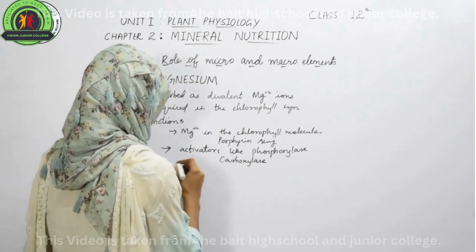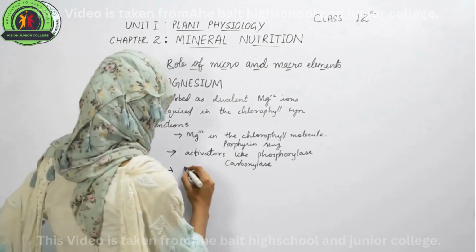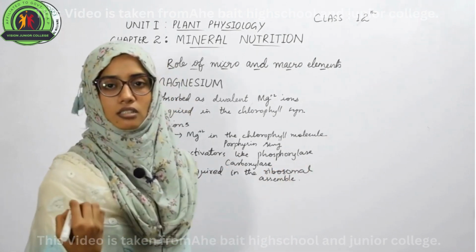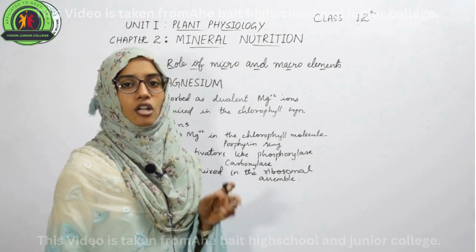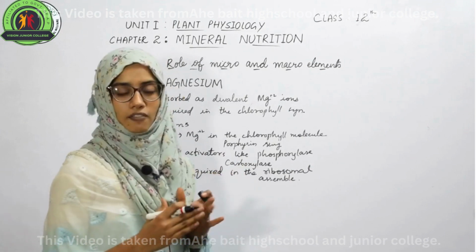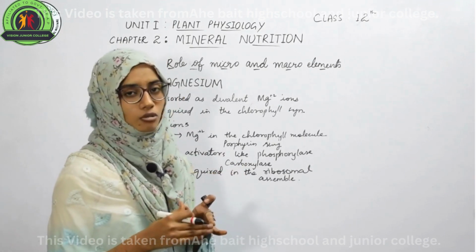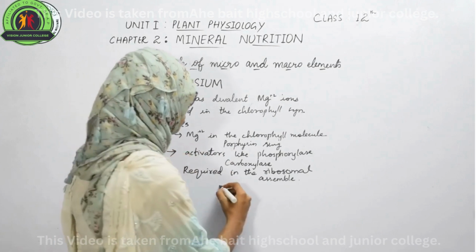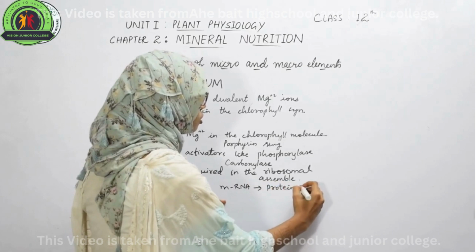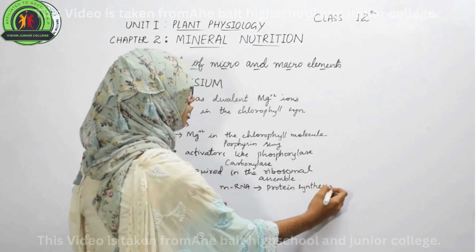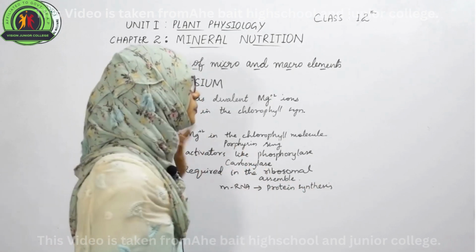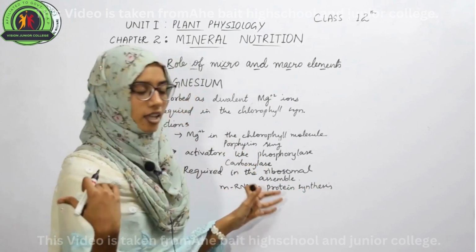The next function of magnesium is that it is required in ribosomal assembly. During protein synthesis, the larger subunit of the ribosome should assemble with the smaller subunit of the ribosome. Then only the mRNA is going to bind to the ribosomes, and when the mRNA binds to the ribosomes, protein synthesis can take place. So if the magnesium ion is not present, then ribosomal assembly is not possible, and due to this protein synthesis would get affected.